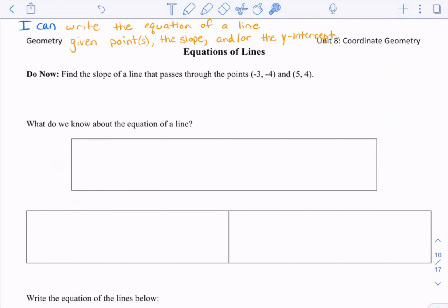Today we're going to be focusing on writing the equation of a line given points, the slope, and/or the y-intercept. So let's first take a look at this do now.